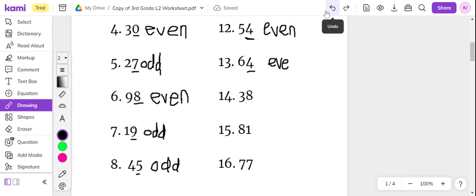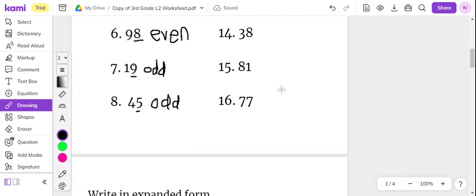Oops. Make that a little neater. Number 14, 38. The 8 is an even number, not odd, so we will also write even for this one.